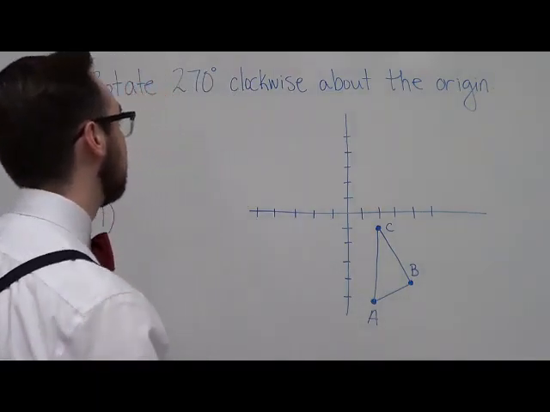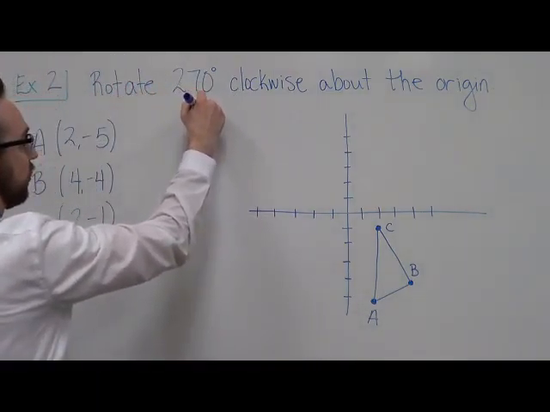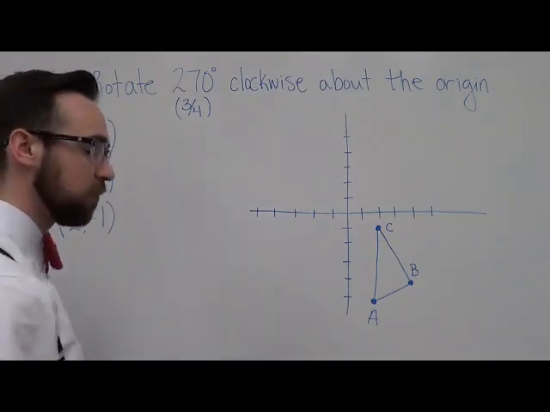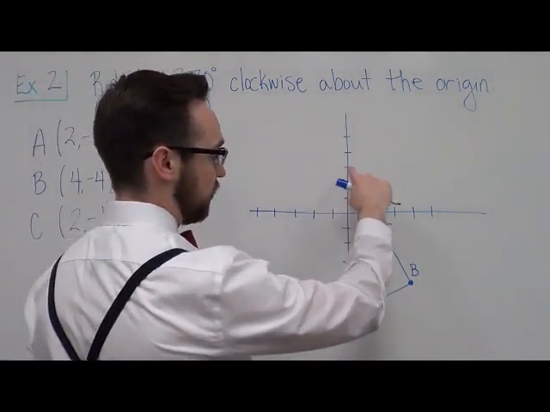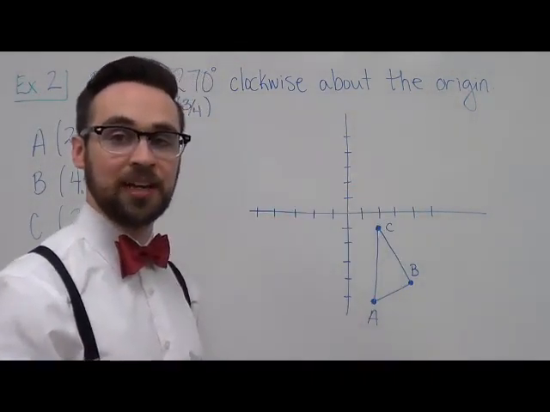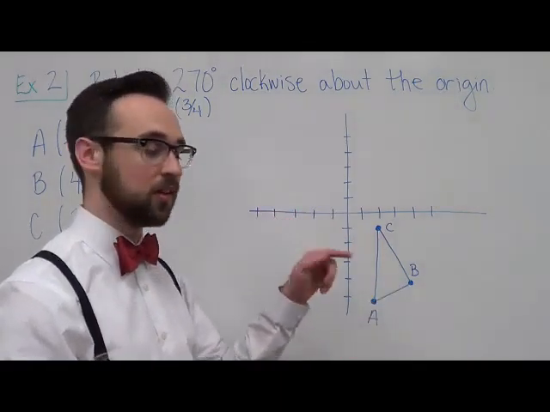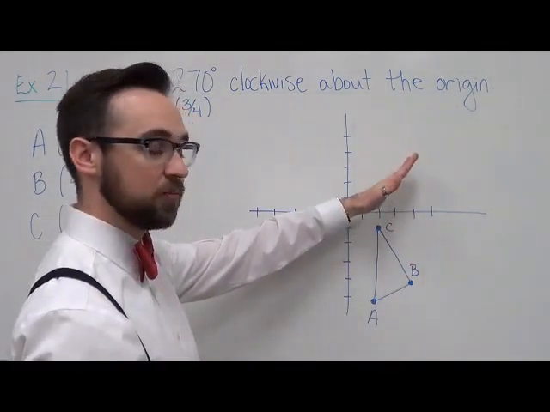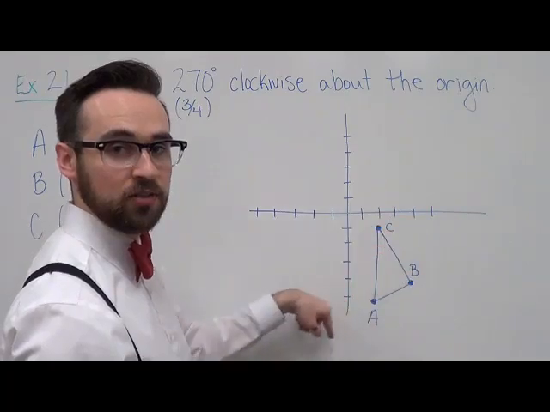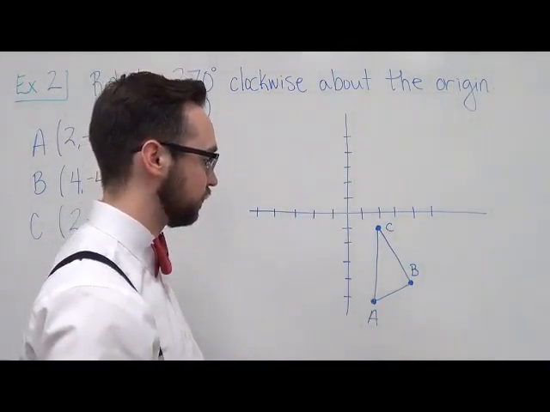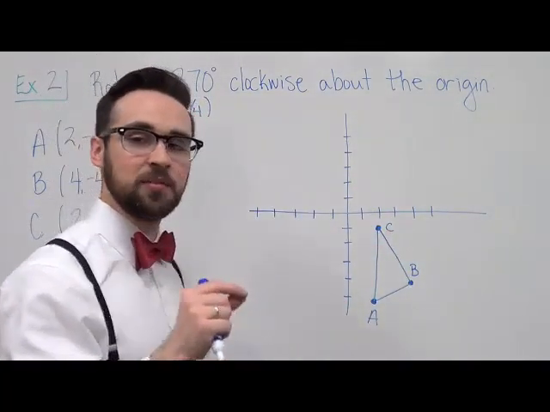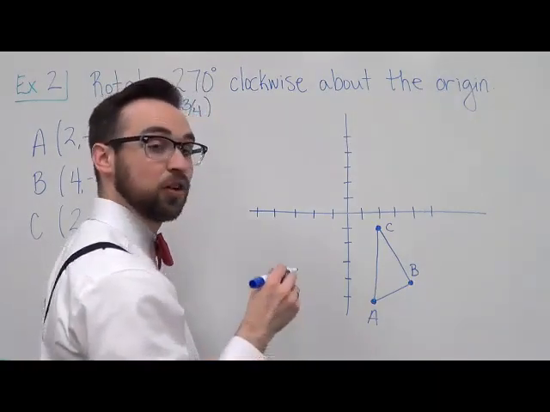Now a 270 degrees, this is 3/4 of a turn. Clockwise, so we're going around this direction. Well, that's also the same as saying 90 degrees counterclockwise, because you can either go 90 degrees back this way or 270 degrees around this way. Well, an easy way, in my opinion, to do this is to look at the slopes.